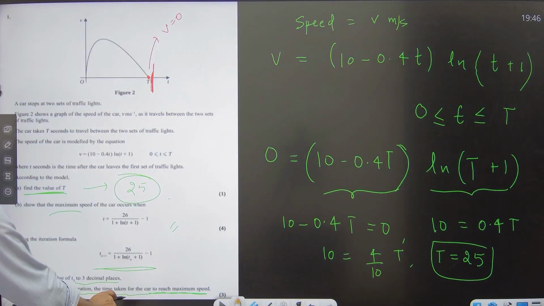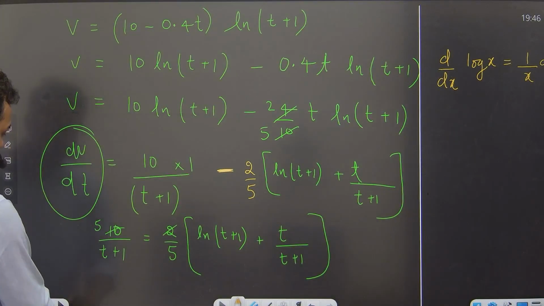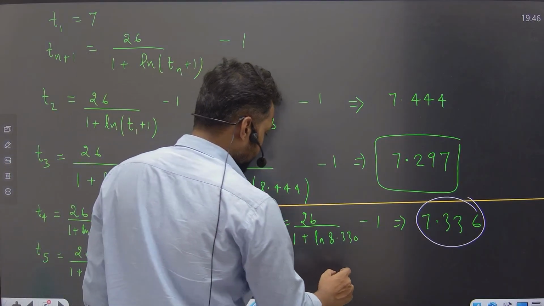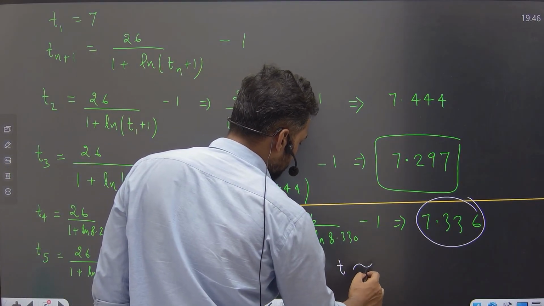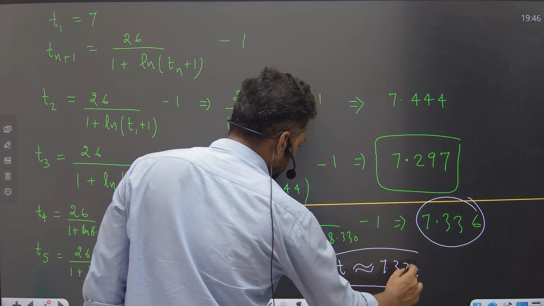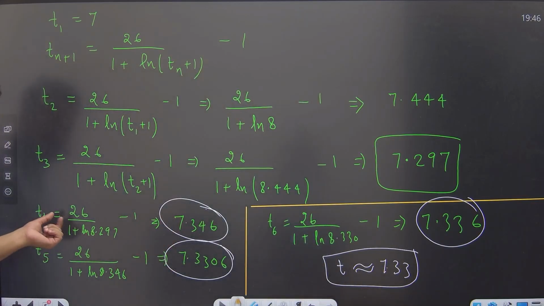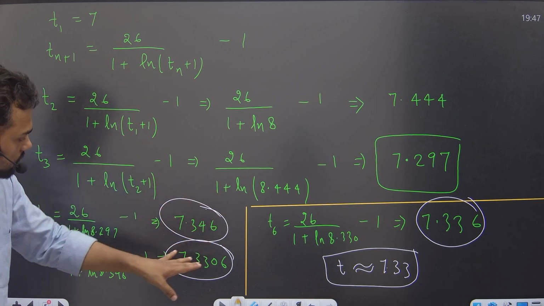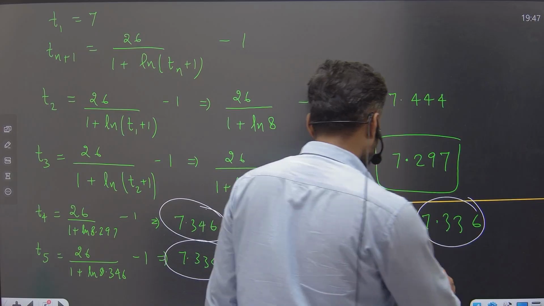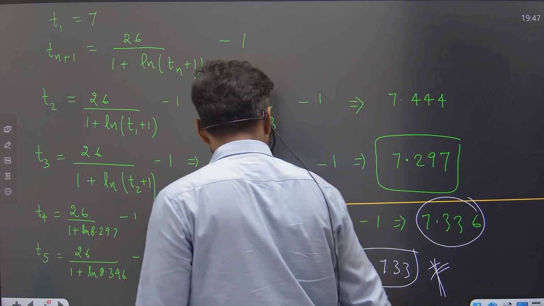The time taken for the car to reach maximum speed will be approximately 7.33. By repeated iteration we have shown that T4 is also nearly 7.33, and T6 is 7.336. So this will be the time taken to reach the maximum speed.